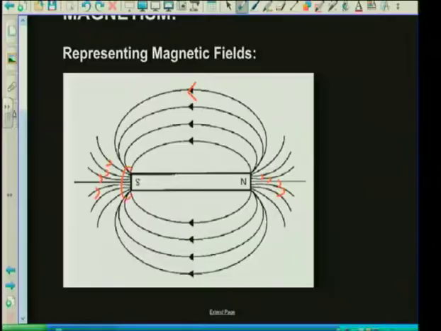The closer together we draw these field lines, the stronger the magnetic field is at that point. Another thing, magnetic field lines aren't going to cross. So you can't draw magnetic field lines so they cross each other at right angles or at an angle or whatever. They just don't do that. They'll interact in a different way, but they will not cross. Which brings us to what we would do here.